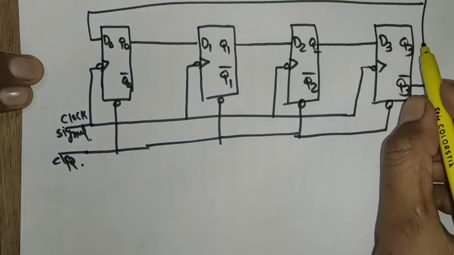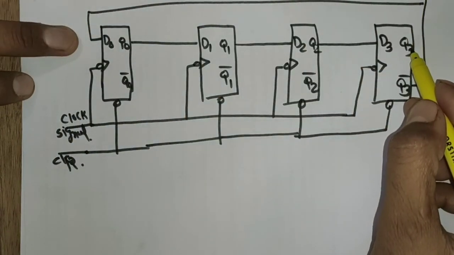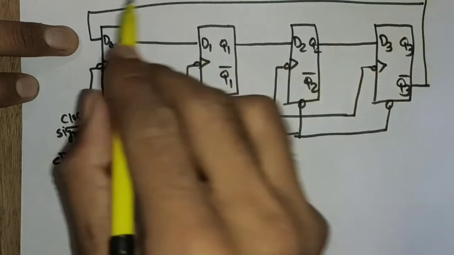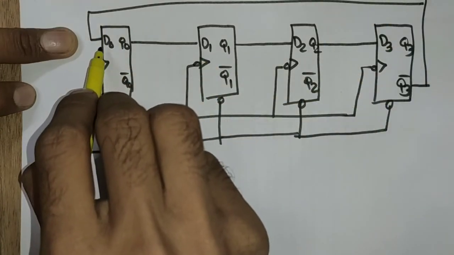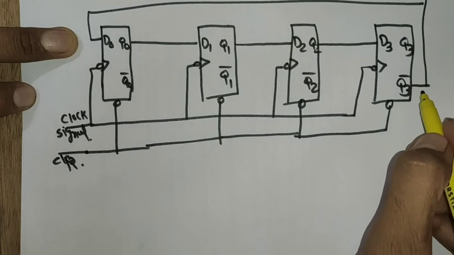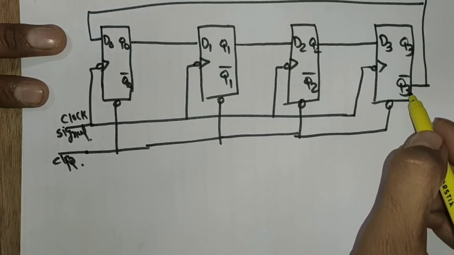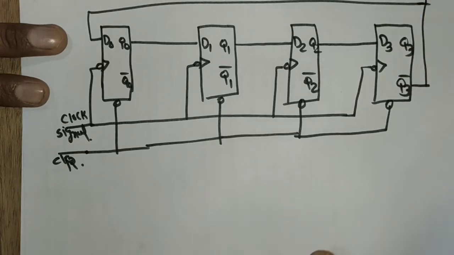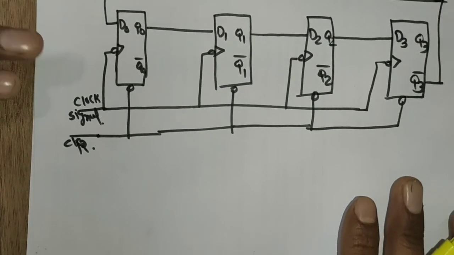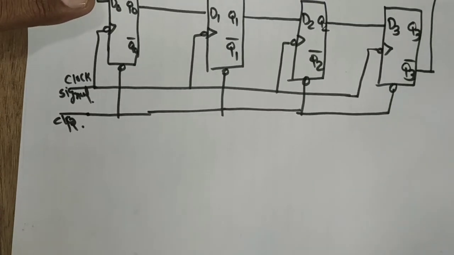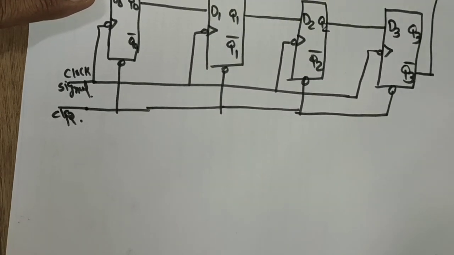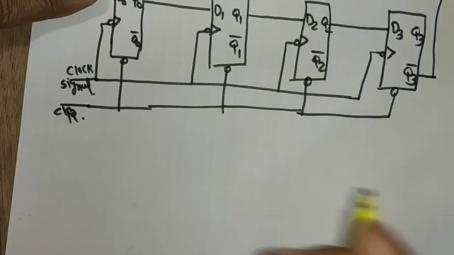Right? In case of the ring counter, the output of the last flip-flop is given to the input of the first flip-flop. But here, we utilize the complement output of the last flip-flop, which is given to the input of the first flip-flop. Right? So this is the logic, and now we can design this logic with this output.